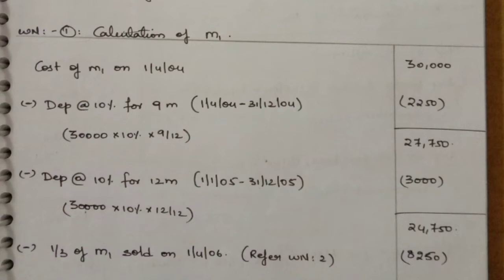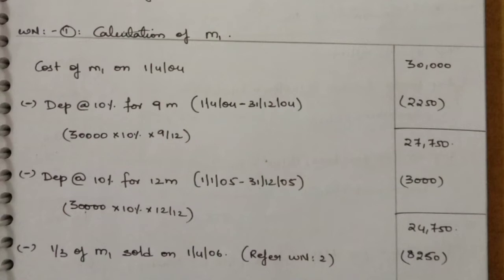So let us make a working note of machinery 1. So calculation of machinery 1. What is happening in case of machinery 1? Cost of machinery 1 is 30,000. So we are purchasing on 1st April 2004, cost of machinery 1, that is 30,000. In case of machinery 1 there is no change in this year 2004. So what is the due date next? That is 31st December. So on this 31st December you need to calculate the depreciation.